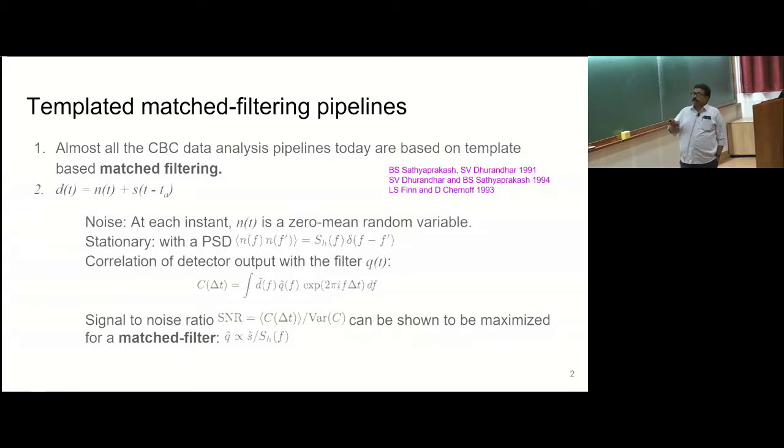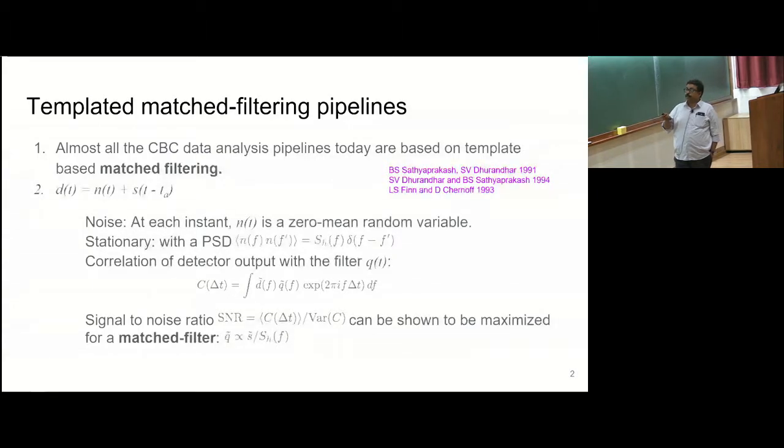The groundwork was laid down by a series of papers that appeared from 91 to 94, where the idea is that the detector output is composed of noise and a signal which arrives at some time t_a, at which its instantaneous frequency hits the lower end of the bandwidth of the detector. You model the noise at every instant as a zero mean random variable, and you associate a power spectral density with the noise.